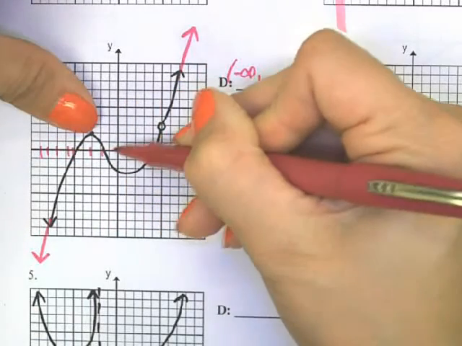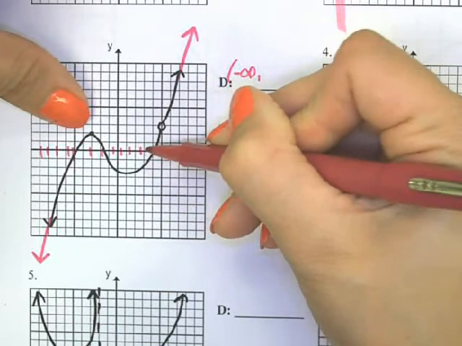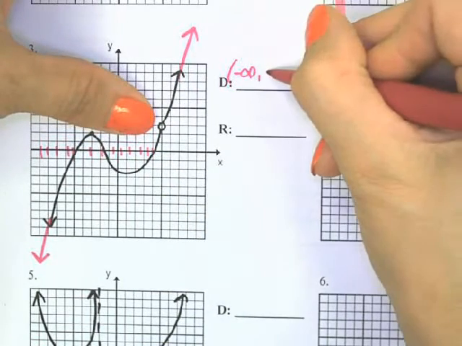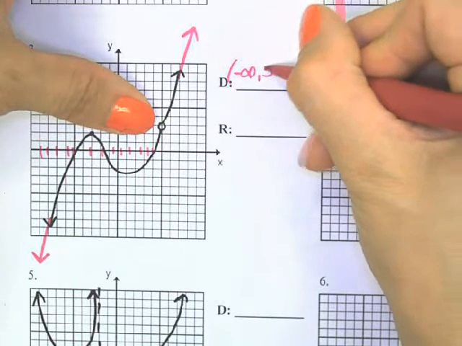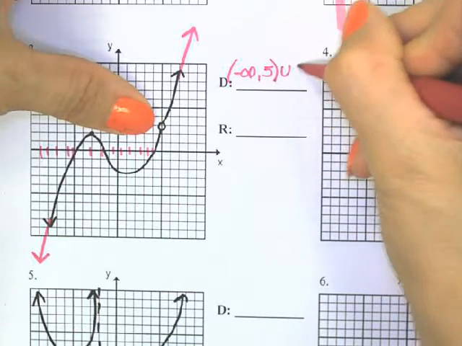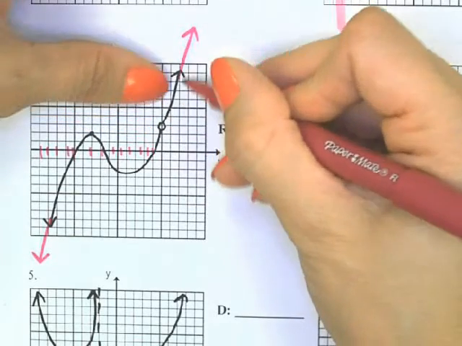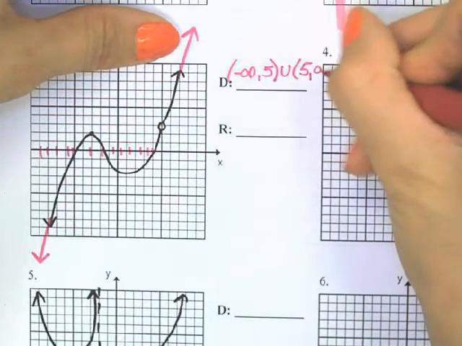Oh, little local max. There's some x-intercepts. Wait a minute. 5 has a hole. So how do you say a hole? Parentheses 5, union, parentheses 5. Now we'll keep going, all the way to infinity.